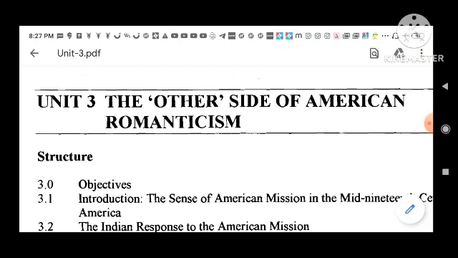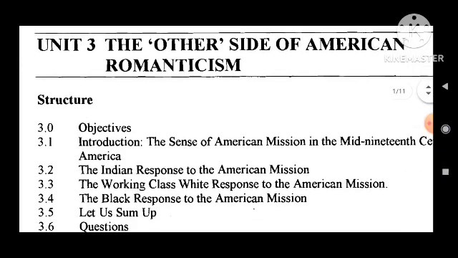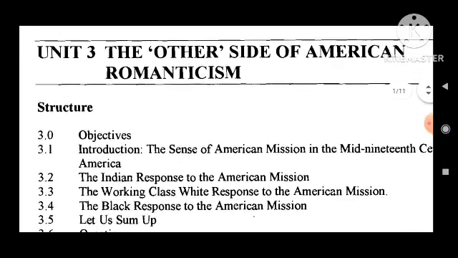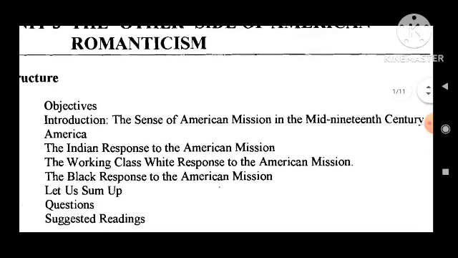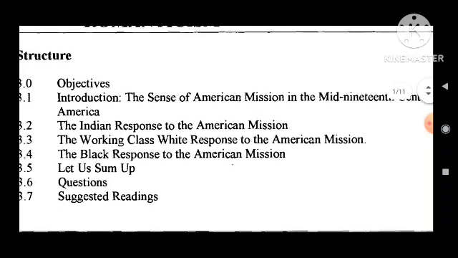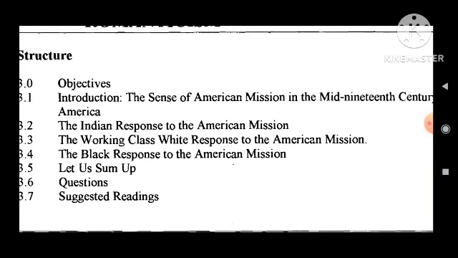Okay. So other side of the American romanticism. So here it is the structure. Every unit has its own objective. Here are the objectives. Introduction. The scenes of American mission in the mid 19th century America. The Indian response to the American mission. The working class white response to the American mission. The black response to the American mission. Let us sum up, questions and suggested readings.